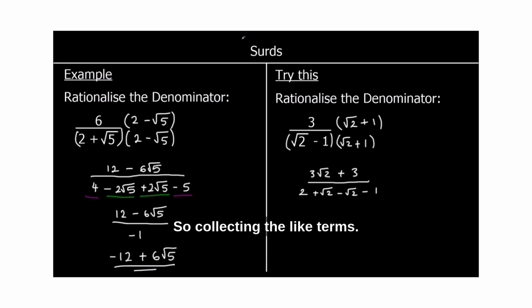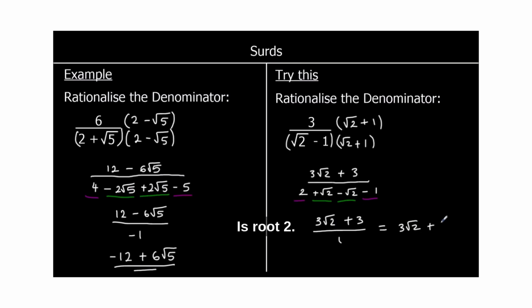So collecting the like terms, so positive root 2 take away root 2, that's going to cancel out. And I've got 2 take away 1, which is just 1. So I've got 3 root 2 plus 3 over 1, which is just 3 root 2 plus 3.